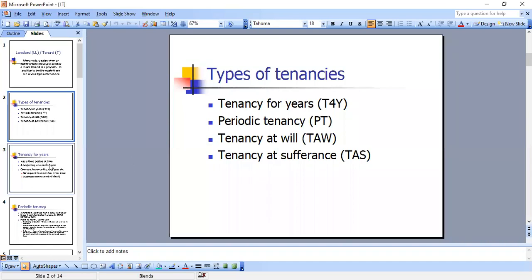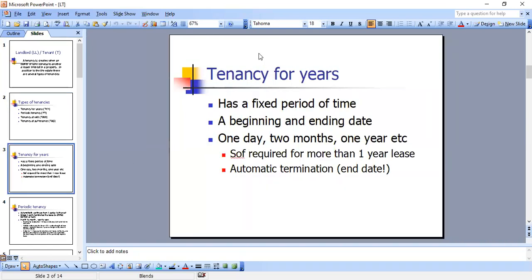Tenancy for years has a fixed period, so you're going to see dates on there, a beginning date and an ending date, and if it has both dates, you automatically think of a tenancy for years. It can be 1 day, 2 months, or 1 year. Statute of frauds is required for more than a 1-year lease. We all know that. Automatic termination is the end date. So it's an automatic termination at the end date because it gives you an end date. It's automatic, okay, for the termination on this one.